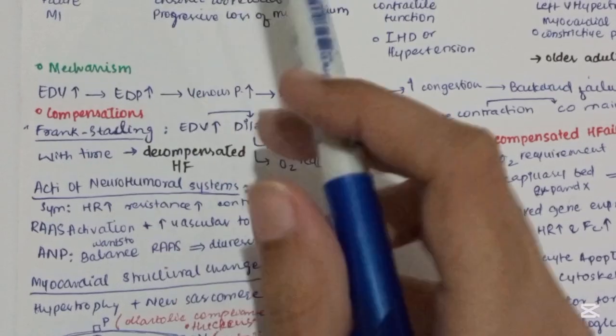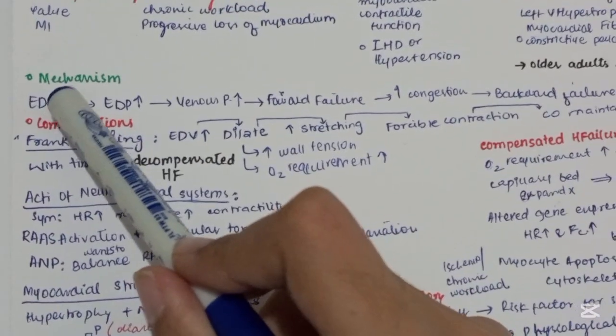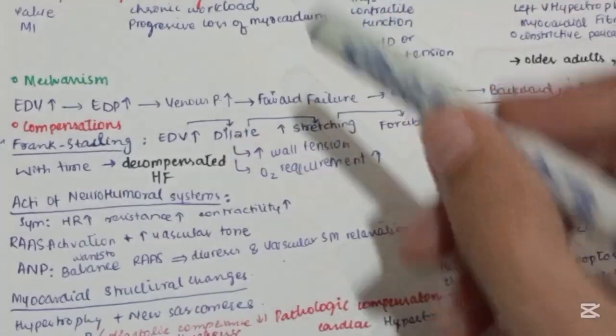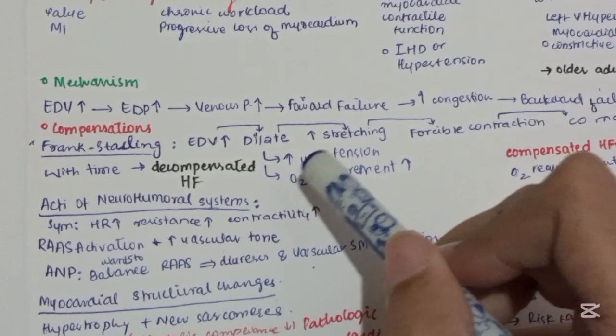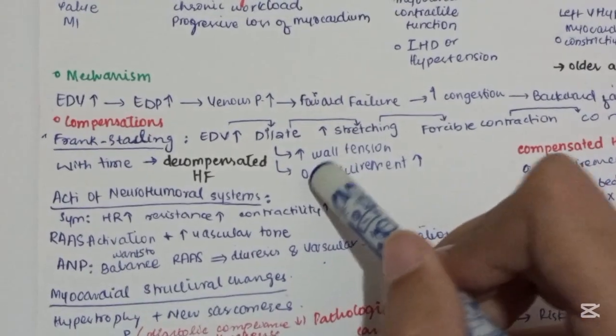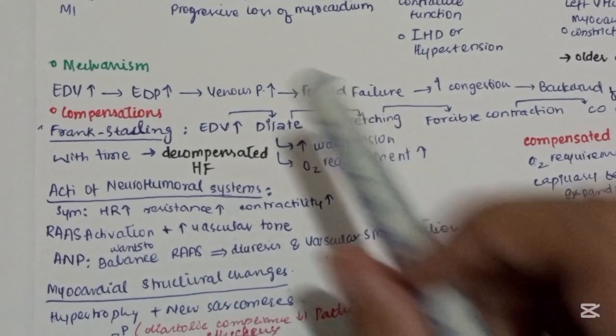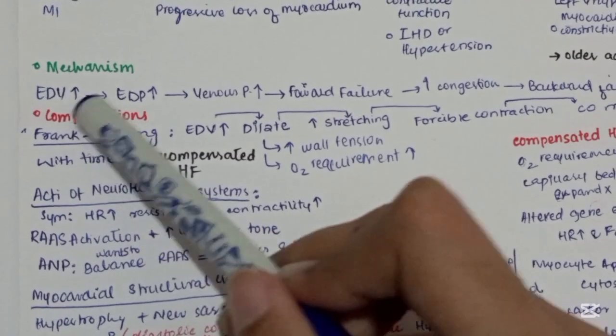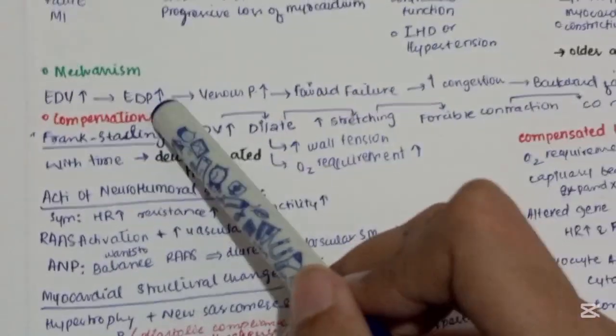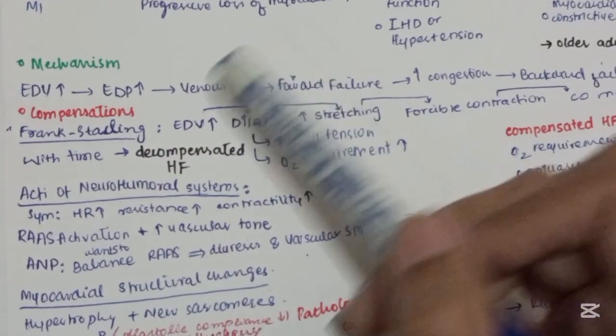Now let's deal with the mechanism here. First, we will increase end diastolic volume. What is end diastolic volume? It's the volume of blood that is present in the heart at the end of diastole. Okay, so if there is increased end diastolic volume, then there will be increased end diastolic pressure, obviously.